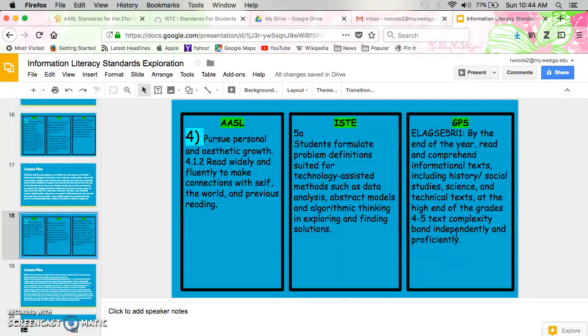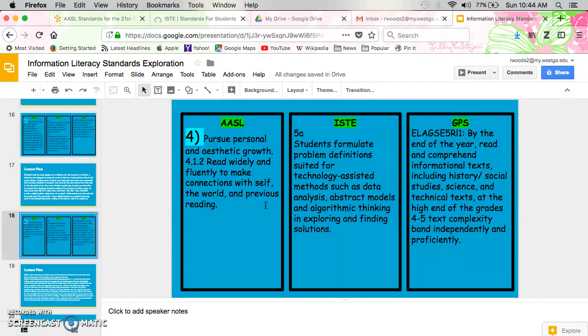So inferencing is a very important skill, going back to this Georgia Performance Standard of being able to comprehend informational texts and to do that independently and proficiently. I was also able to pull in technology and formulate definitions and help students problem solve by using technology. They're watching both of those video clips, pulling information from them to help them with their lesson.